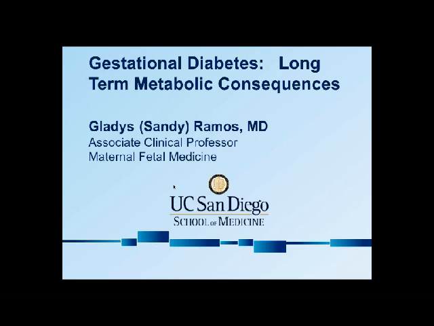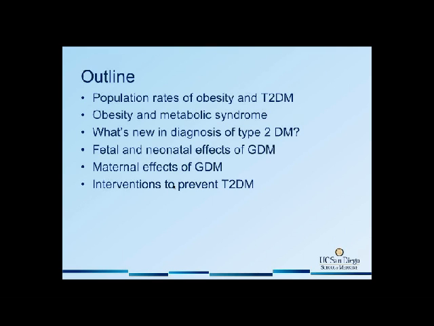Yes. I wanted to thank Cynthia for the nice introduction, and today we're going to be talking about gestational diabetes, the long-term metabolic consequences for both the mother and the fetus. Here's a brief outline of my talk. We're going to be discussing the population rates of obesity and type 2 diabetes. We'll talk about the relationship between obesity and metabolic syndrome. We'll review the new diagnostic criteria for type 2 diabetes as well as for prediabetes. Then we're going to talk about the fetal and neonatal effects of gestational diabetes, some of the long-term maternal effects of GDM, and some interventions that we can employ to prevent the development of type 2 diabetes in these women.